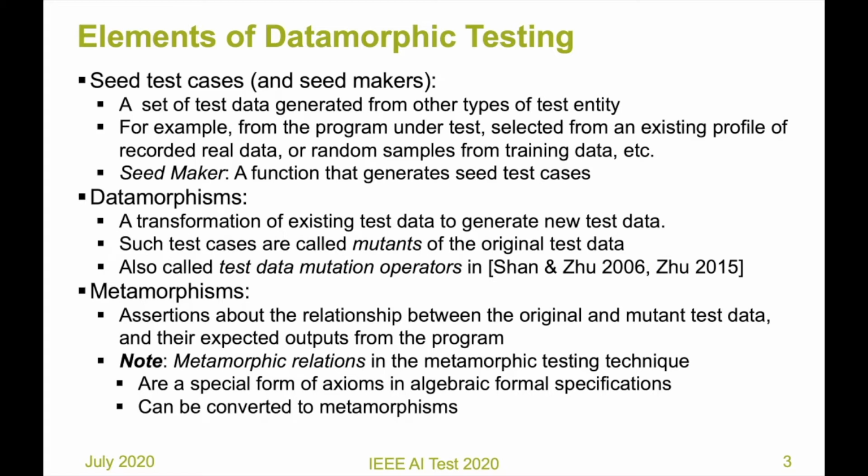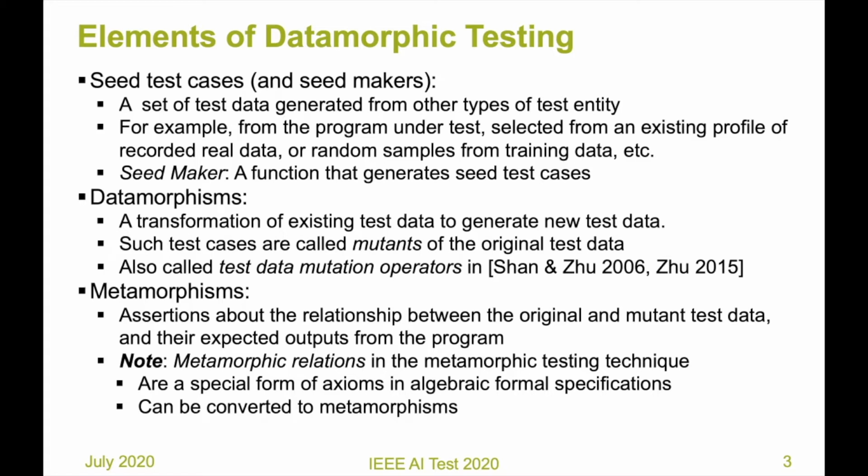Datamorphisms are transformations of existing test data to generate new test data. It is borrowed from our previous work called test data mutation operators. The test cases generated using datamorphisms are called mutants of the original test data.